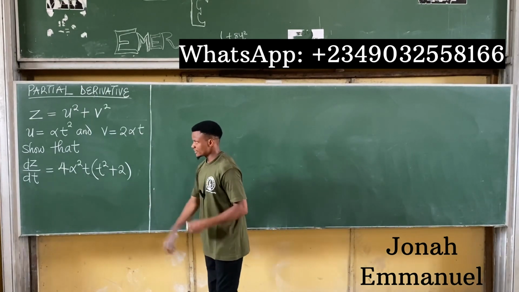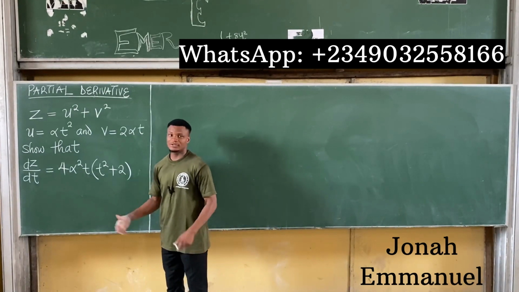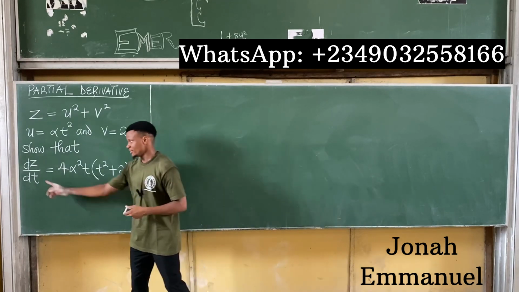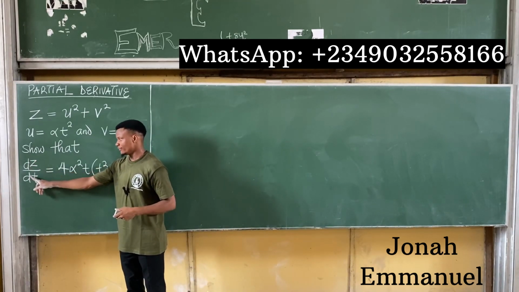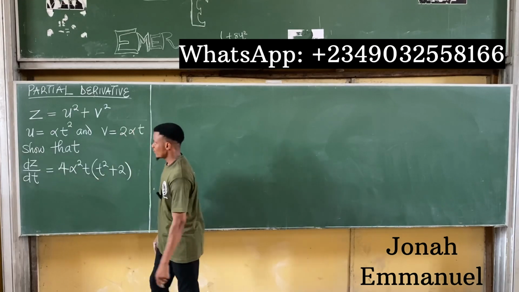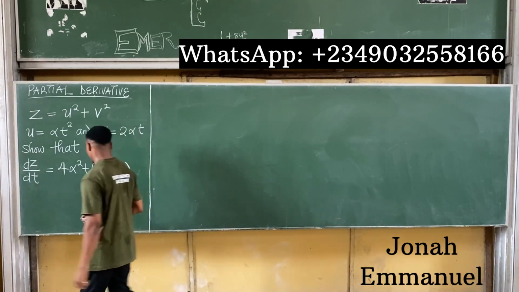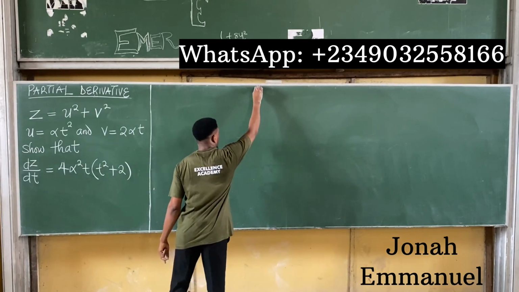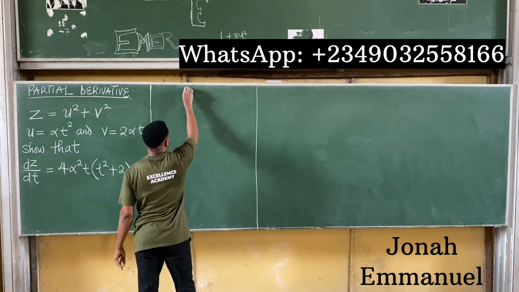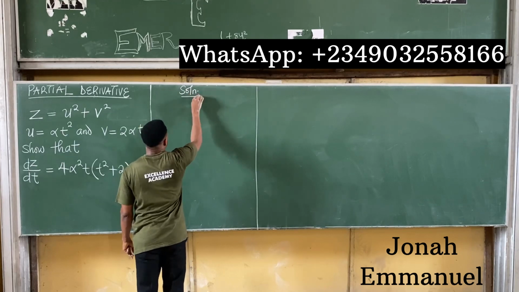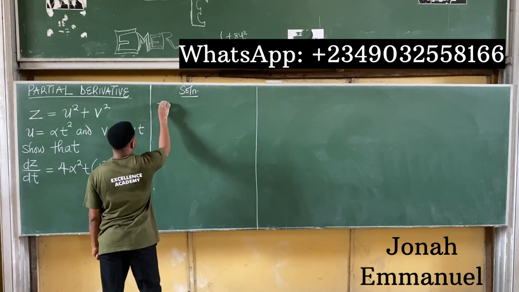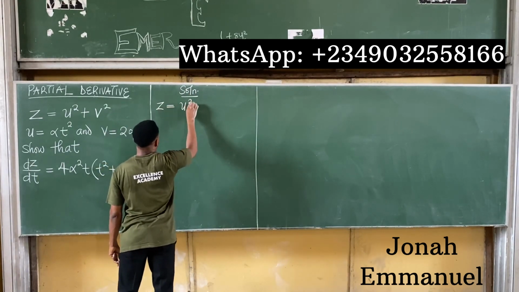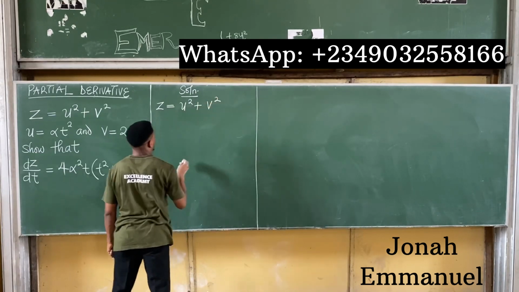All right, so how do we solve this? This is a problem on total derivative because I'm seeing total z all over total t. So how do I solve this? First things first, solution. We're given z as being equal to u squared plus v squared.